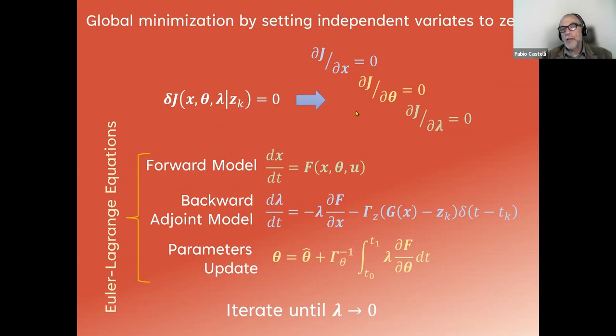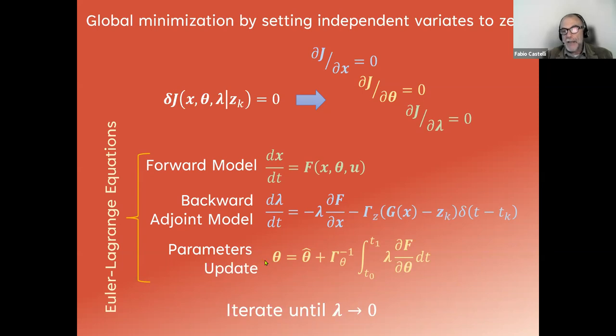Now, after some algebra that I will not do here, to estimate these variations not numerically but precisely, you may end up with this system of equations, where you have, of course, your forward prediction model. You have a backward adjoint model. It's called the adjoint model because it has a similar structure to the forward prediction model, but the unknowns are the Lagrange multipliers, and it is a linearization of the nonlinear prediction model. It has minus signs, so it needs to be integrated back in time, okay?